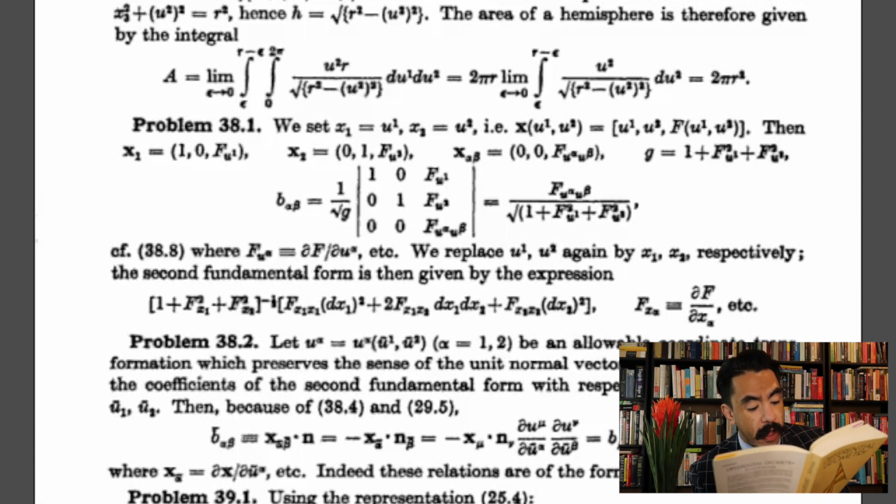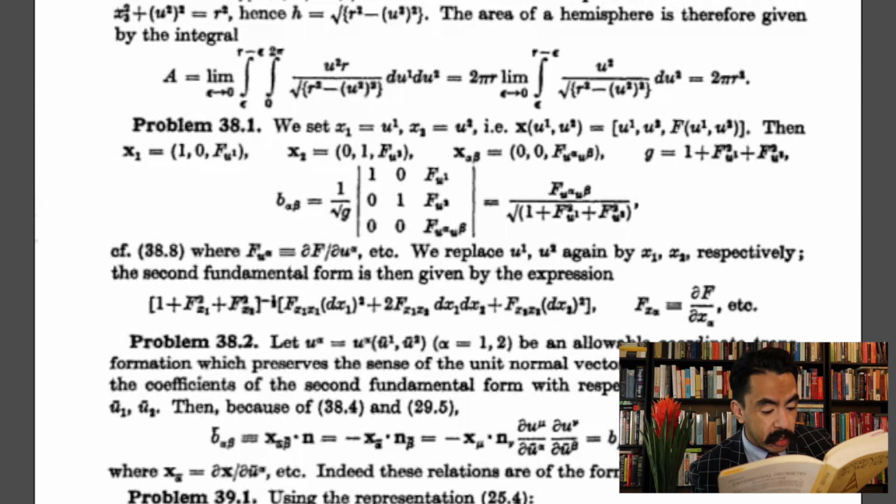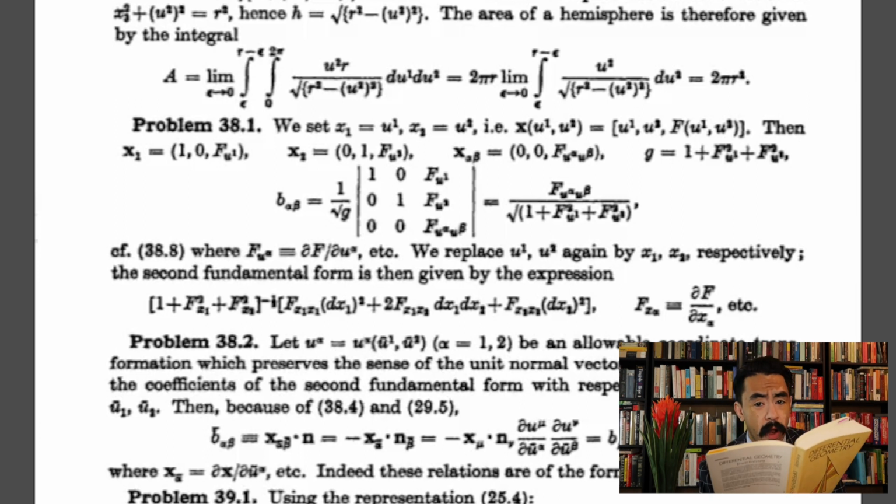Now we also have that b_αβ is equal to the reciprocal of √g times a determinant where the first column is (1, 0, 0), the second column is (0, 1, 0), and the third column is (F_u1, F_u2, F_u^α u^β).